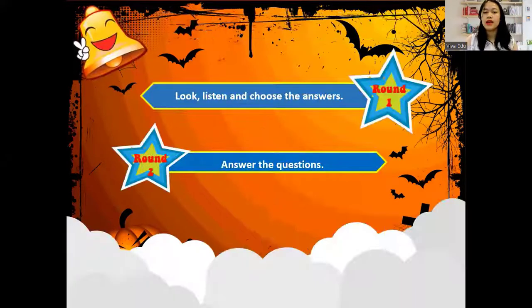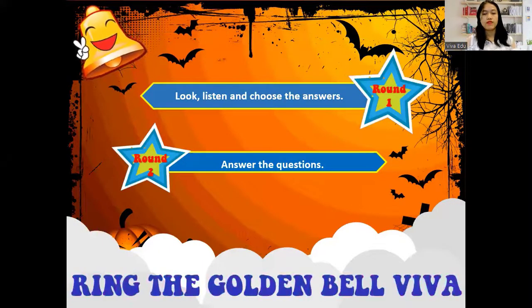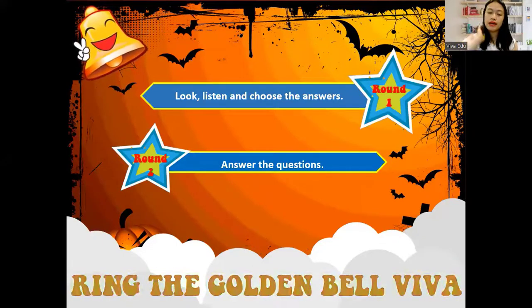Alright, now for grade 1 and grade 2, there are only 2 rounds, but grades 3, 4, 5 will have 3 rounds. Round number 2 is writing. They have to write the answer on the board.